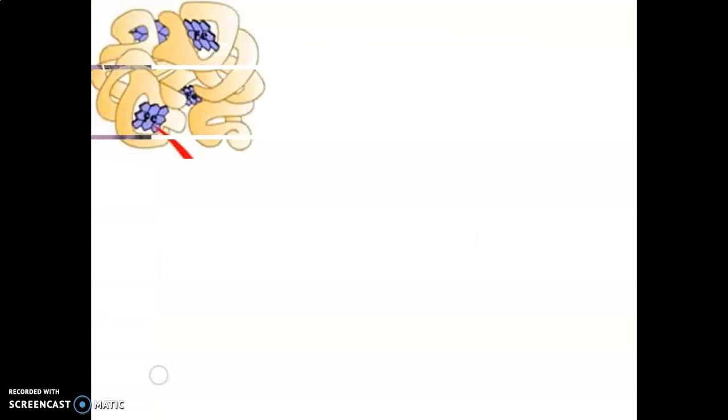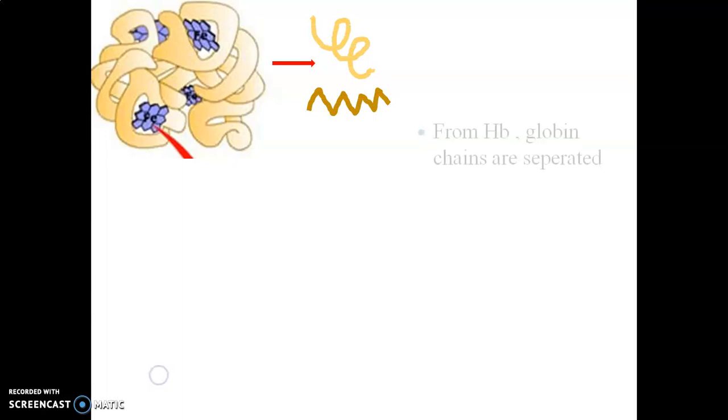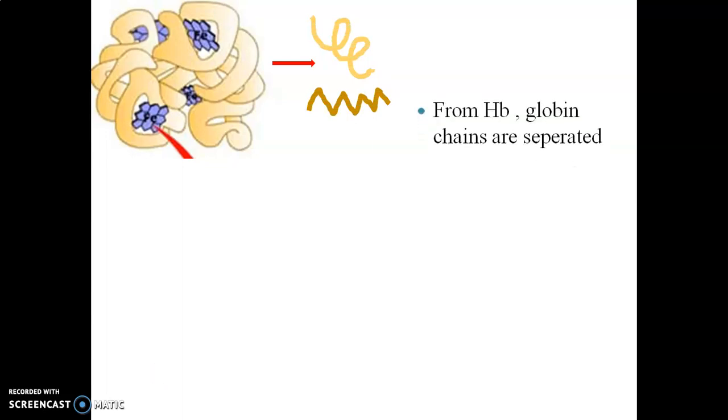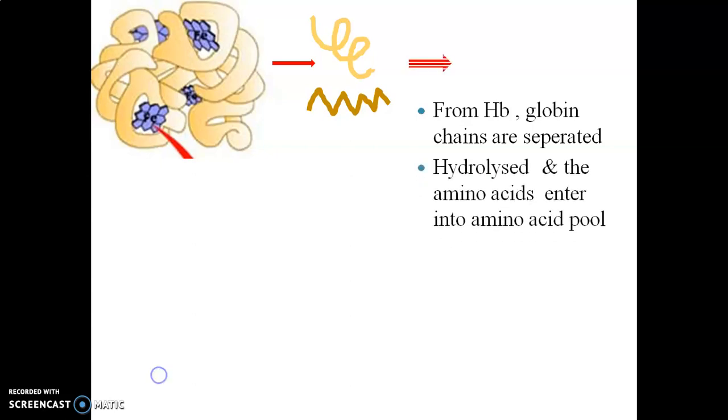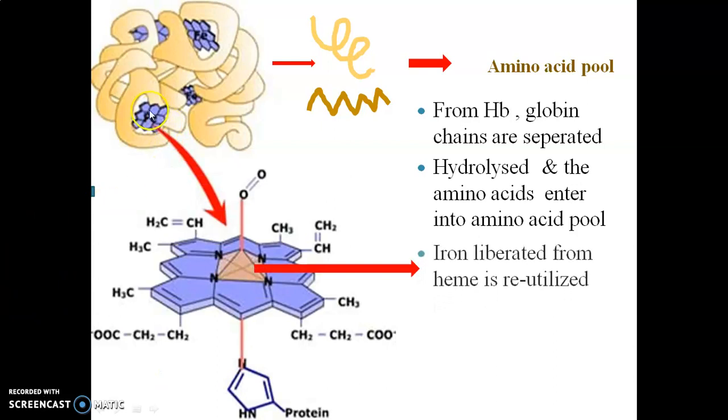Like I told you, hemoglobin has a globin part which is degraded, and finally these separated globin chains are hydrolyzed, and the amino acids later enter the amino acid pool. Whereas what you see here is the heme part. At the center you have the iron, which is liberated from heme on catabolism and is utilized in the ferric form, and the pyrrole ring of the heme is again degraded.